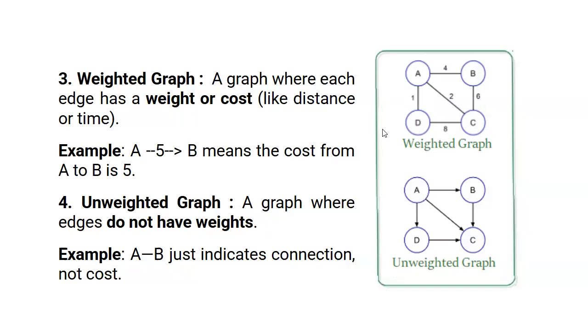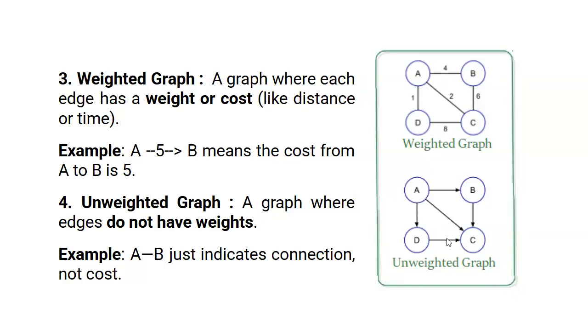So here, as in the example, the weight, another name is cost of the path, another name is value of the path. In either way you can represent. Here, in the weighted graph, from A to B, the value or weight or cost of the path is nothing but 4, and from C to D the weight is 8, and so on.